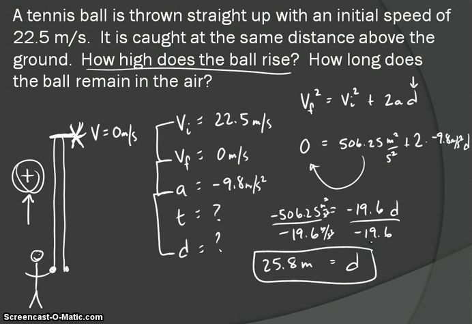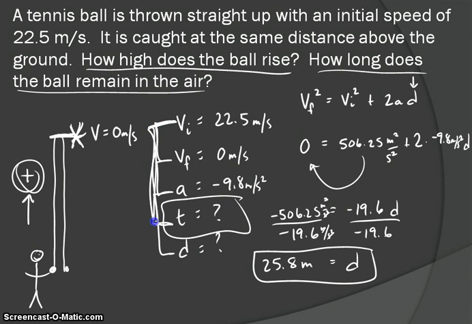Now, the second part was, how long does the ball remain in the air? In other words, how do we solve this time component? I'm going to go with that equation, again not using the D. I'm going to use the VF equals VI plus AT equation. My VF is going to be 0. My VI is going to be 22.5. My A is a negative 9.8. And my T is what I'm solving for.